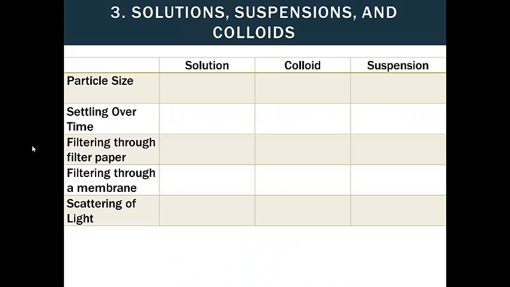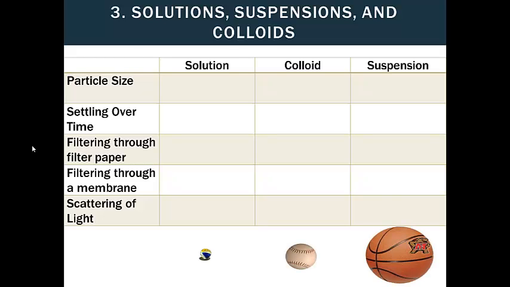Now let's look at the properties of solutions, suspensions, and colloids. So the first thing that you should keep in mind is the relative particle size. So if a solution was the particle size of a marble, the particle size of a colloid would be like a softball, and the particle size of a suspension would be like a basketball. So an example of a solution would be food dye in water. So my particle size is going to be very small. We're talking about atoms or ions, so very small particles.